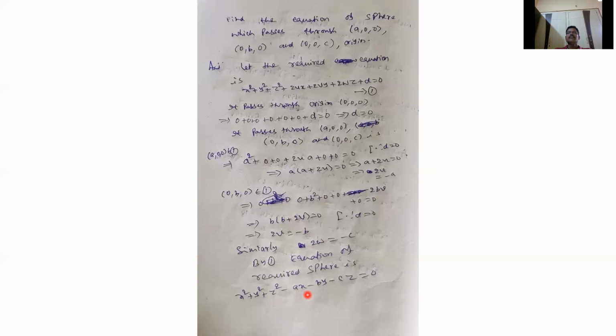So finally, the equation of the sphere which passes through the origin and the points (a,0,0), (0,b,0), (0,0,c) is x square plus y square plus z square minus ax minus by minus cz equals 0. Simply, substituting origin x equal 0, y equal 0, z equal 0, we get d equal 0.